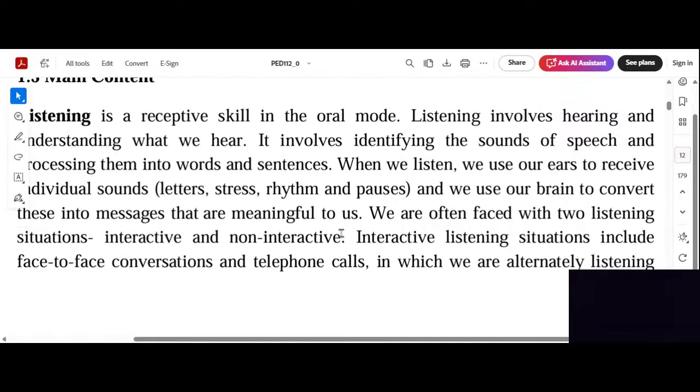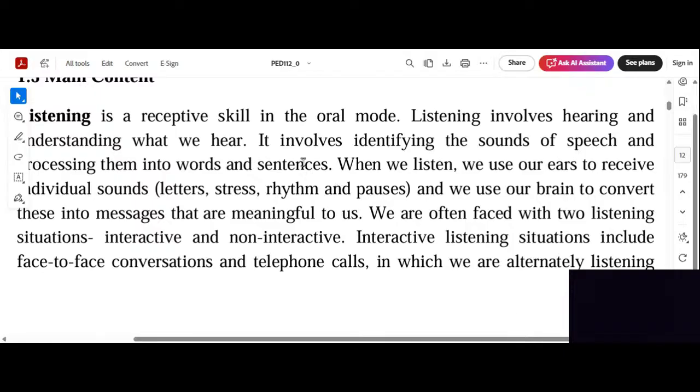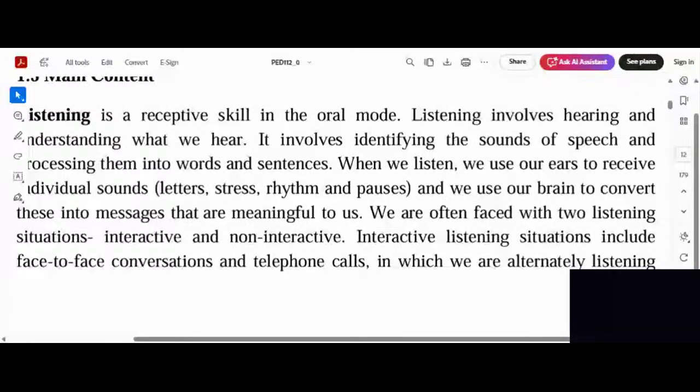That'll be too fast. So what are we saying here? The first thing we should know is that listening is a receptive skill. That is the first one you will know, that listening is a receptive skill. It is not a productive skill. It's not under the productive skills. When you are listening, you are receiving.